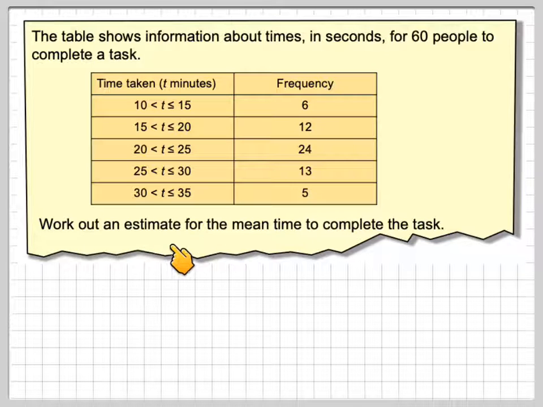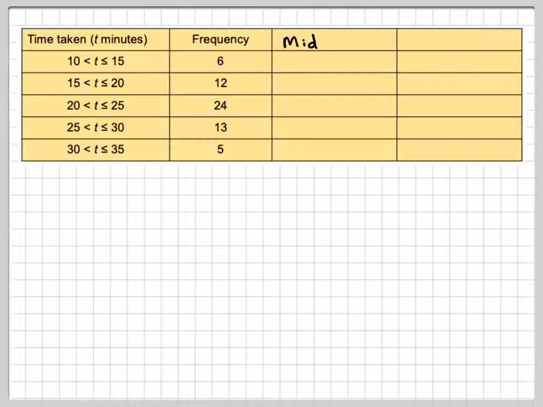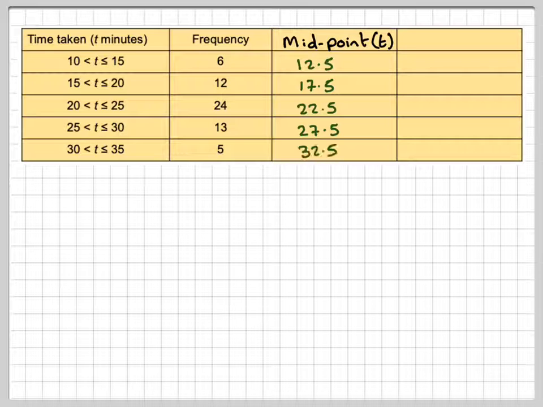So it says work out an estimate for the mean time to complete the task. It's an estimate because some of the meaning of the data has been lost. So in order to do this, it's best to make a bigger table, add 2 more columns. So we need the midpoint, because which value do we actually take here? So we normally take the midpoint. So that will be 12.5, 17.5, 22.5, 27.5, and 32.5.